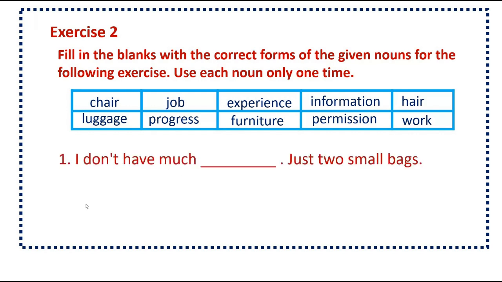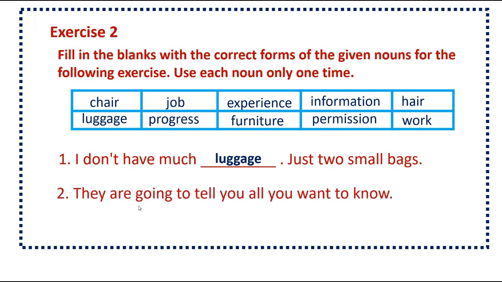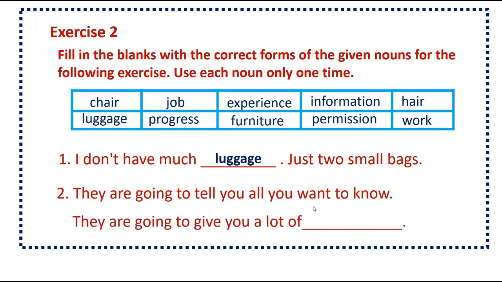Number 1. I don't have much blank. Just 2 small bags. Answer is, it is luggage. Number 2. They are going to tell you all you want to know. They are going to give you a lot of blank. Answer is, they are going to tell you all you want to know. They are going to give you a lot of information.